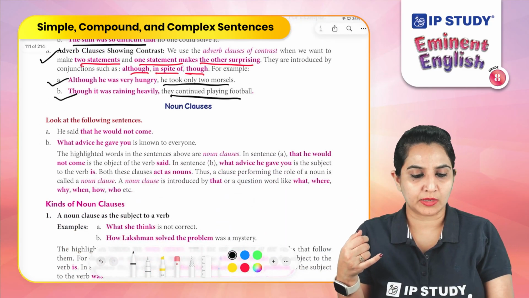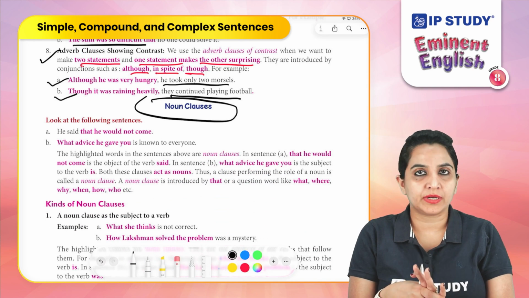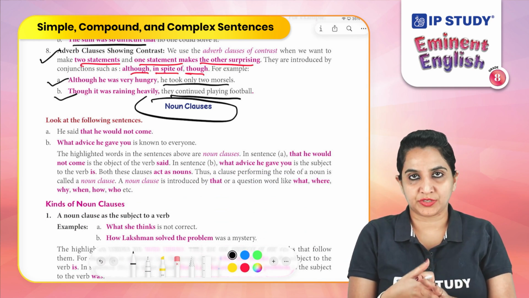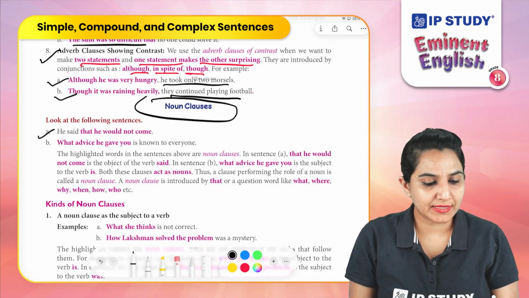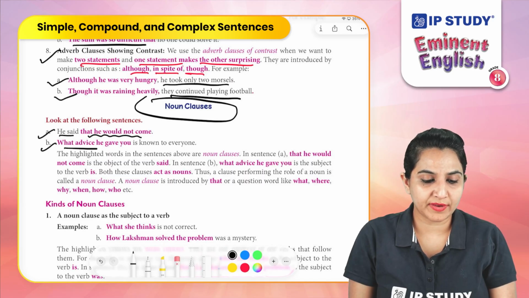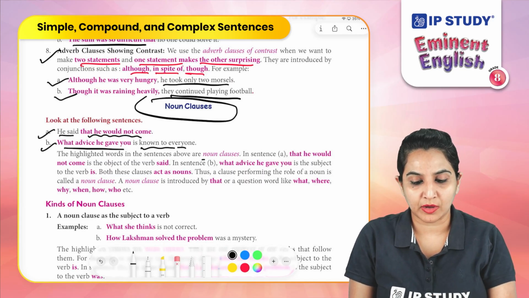Let us discuss noun clauses. Now, noun clauses, they act as a noun in a sentence. That means they tell us the question: why, what, where, how. He said that he would not come. What advice he gave you is known to everyone. Now, these are noun clauses.